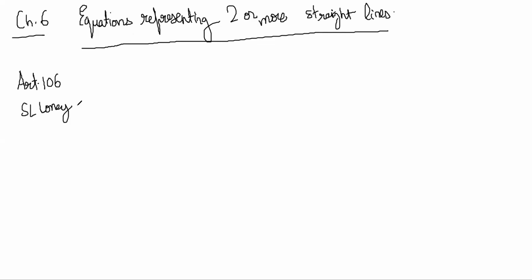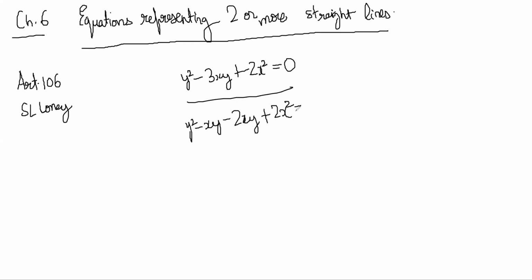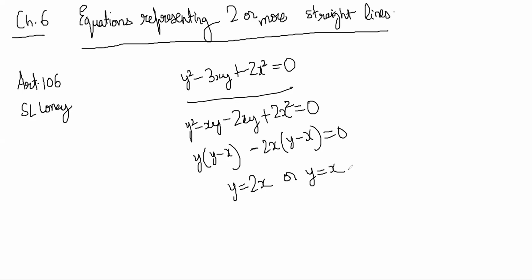Here, he's saying that suppose you have to trace the locus represented by this equation, y square minus 3xy. Suppose somebody asks you, what is this? Can you draw the locus or graph of this? Now clearly this can be factorized. This will be y squared minus xy minus 2xy plus 2x squared is equal to, so y common y minus x, minus 2x common y minus x. So this becomes y is equal to 2x or y is equal to x. So this is clearly two straight lines.